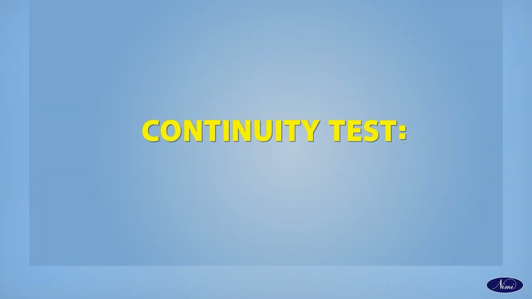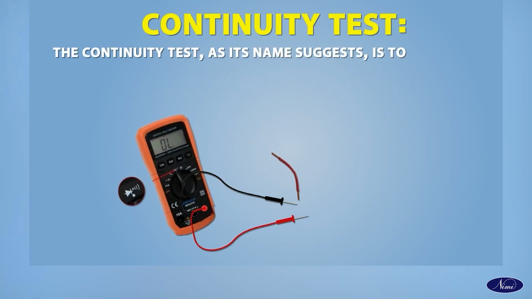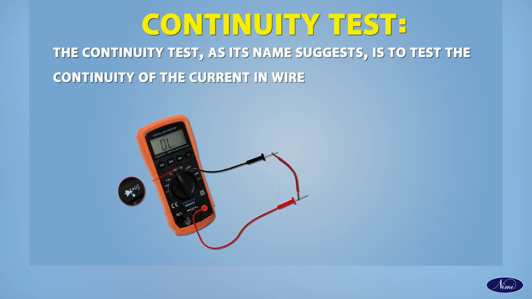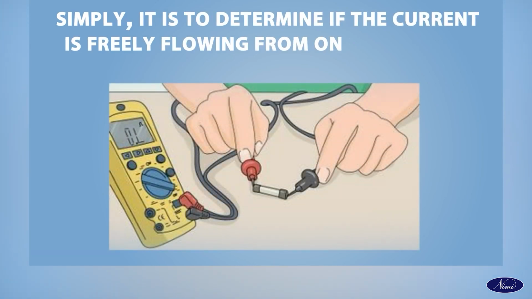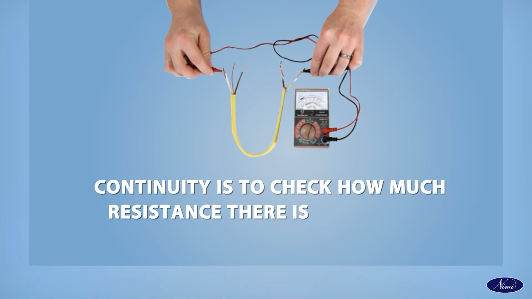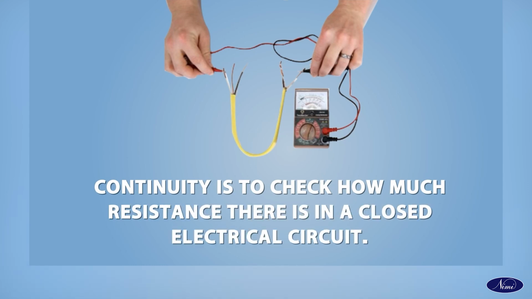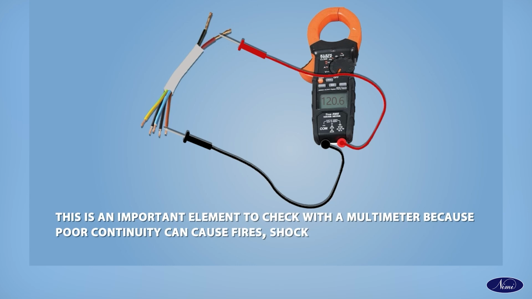Continuity test. The continuity test, as its name suggests, is to test the continuity of the current in wires, fuses, and electronic components. Simply, it is to determine if the current is freely flowing from one end to the other. Continuity checks how much resistance there is in a closed electrical circuit. This is an important element to check with a multimeter because poor continuity can cause fires, shocks, or damage to the electrical devices.